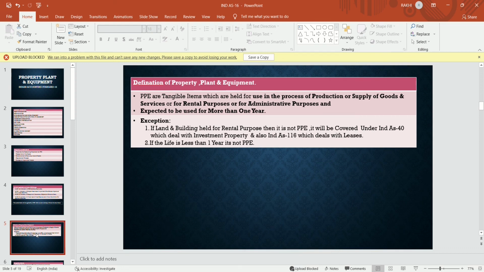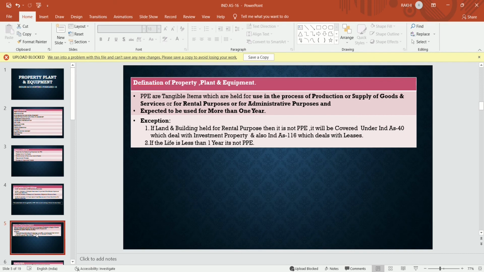There is some exception to that. In case of land and building, if it is used for renting purposes, then that is not treated as property, plant and equipment under Ind AS 16. Because if the land and building is given on rent, it is a kind of investment. There is a separate standard for that under Indian accounting standard, that is investment property under Ind AS 40.